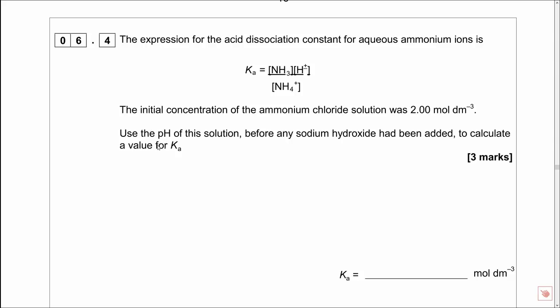So what we're saying here, just trying to work out where we're going to go with this. So this is a standard sort of weak acid calculation, really. Okay, I can see that's a sneaky question.